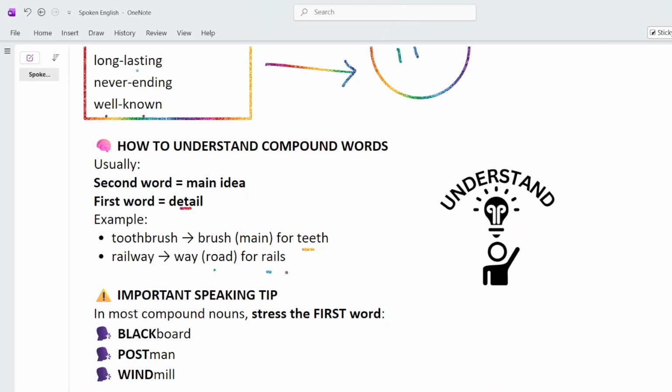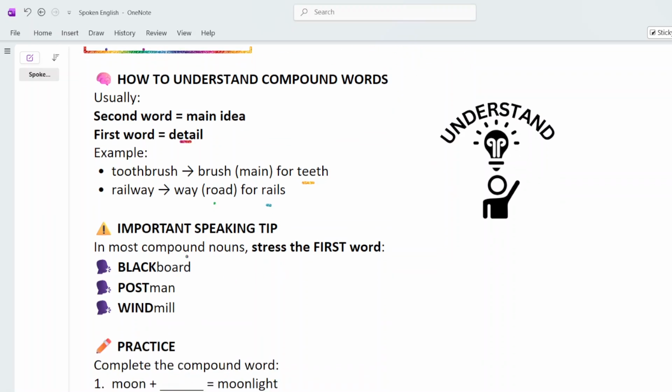All right. Now, I just want you to understand this also. So, this is an important speaking tip. In most compound nouns, stress is on the first word, like BLACKboard. We are not going to say blackBOARD. It doesn't even sound right. If I say BLACKboard, it sounds spot on. If I say blackBOARD, it kind of sounds like there is something wrong happening here.